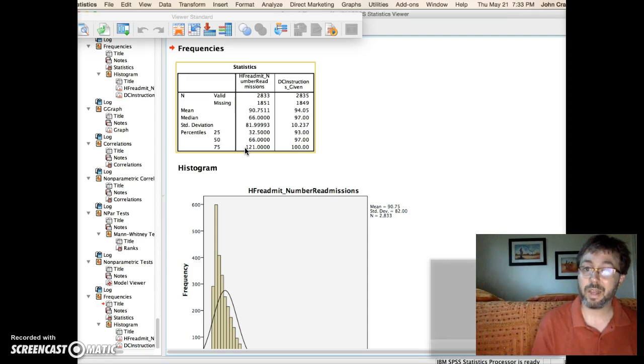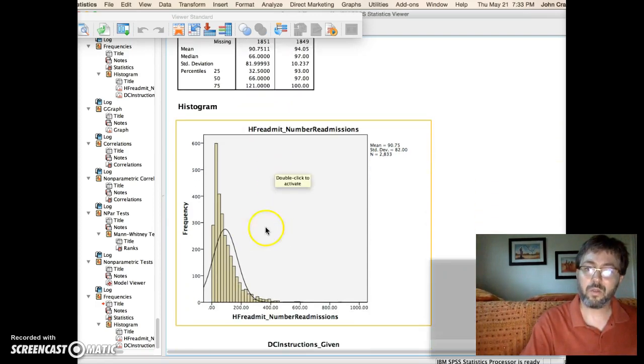So if we were describing these data, we could say, when considering the total number of hospital readmissions for heart failure in the United States, facilities have a median number of 66 readmissions with an interquartile range from 32 to 121. And that very brief statement gives us a quick picture of what is depicted in this graph.